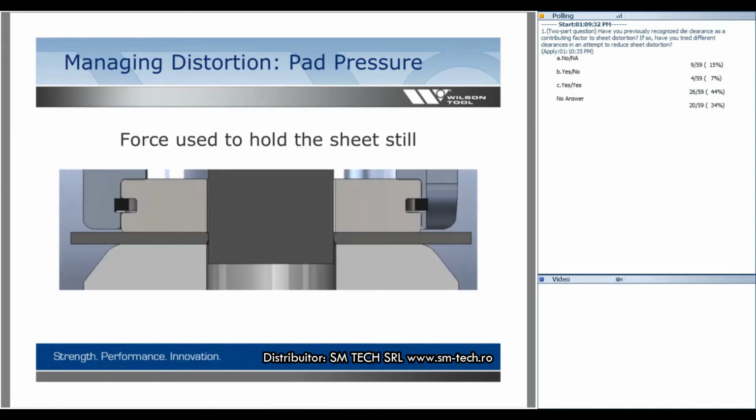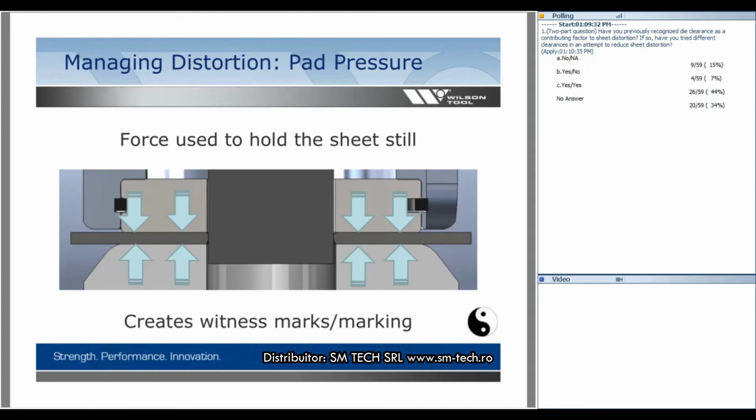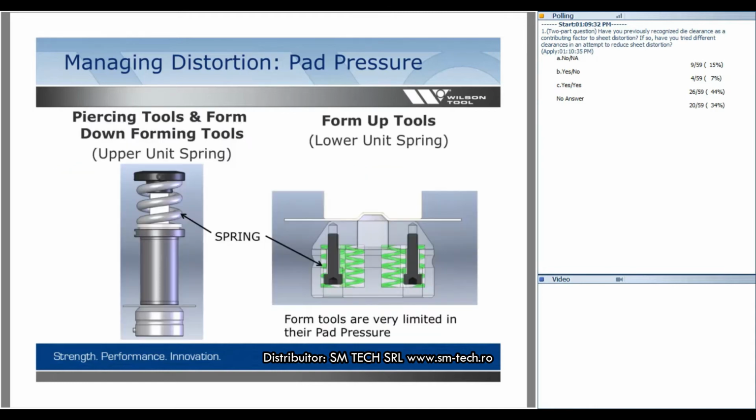On the tool side, pad pressure, that's the force that's holding the sheet still. It's innate to a guide assembly. Here, when I have a guide assembly, I have spring pressure behind it, so I get to hold that sheet flat. One of the things people don't like about it is it'll create a witness mark, so they're often looking to reduce that spring pressure to reduce sheet marking. So, which one do I want, sheet distortion or sheet marking?